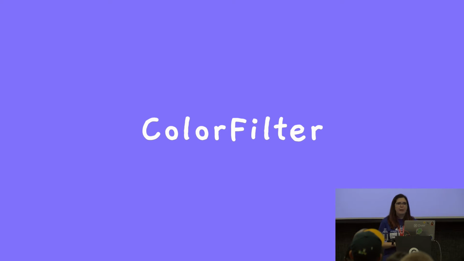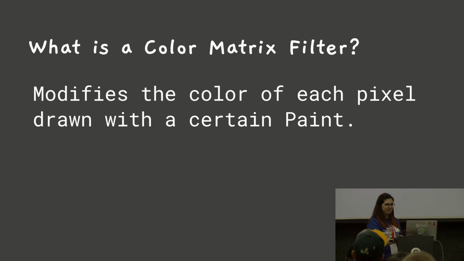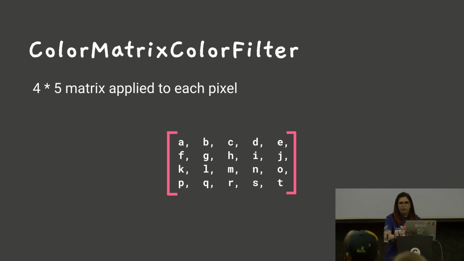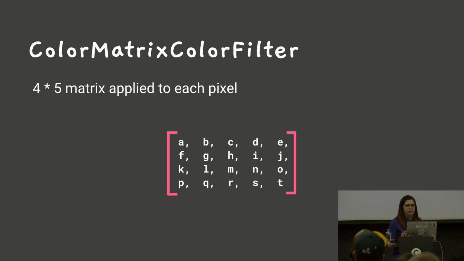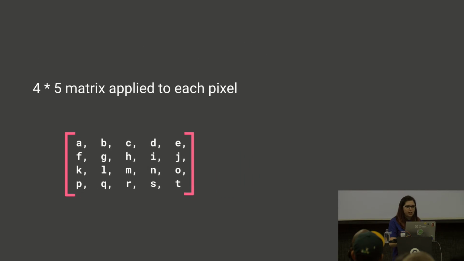Okay, so let's talk a little bit about color filters. What is a color matrix filter? A color matrix filter basically takes the color of each pixel that you have and draws it with a new certain paint that you provide it. If we have a look, this is the basic formula for it. For a color matrix color filter, you create a 4x5 matrix, and you can see we've got the letters A to T here, so those are the values that you would set. That 4x5 matrix is then applied to every pixel that you are going to render on screen for a bitmap.